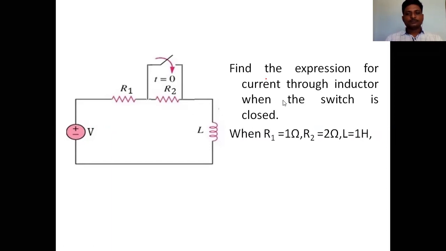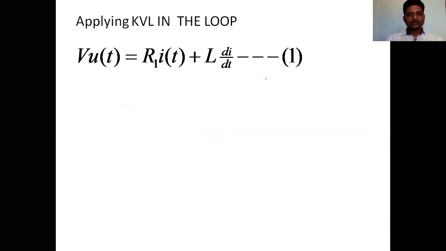Before solving the problem, we have to have the values of resistor, inductor, and the voltage source. So R1 is equal to 1 ohm, R2 is equal to 2 ohms, inductance L is equal to 1 Henry, and the applied voltage is 10 volts. So this is the question. First, I have to apply KVL in the loop. Let me show you how to apply.